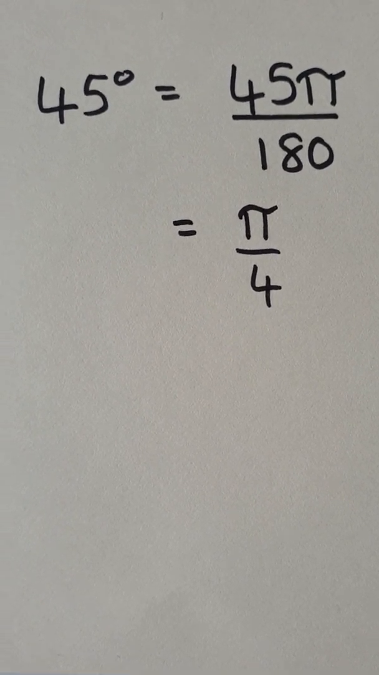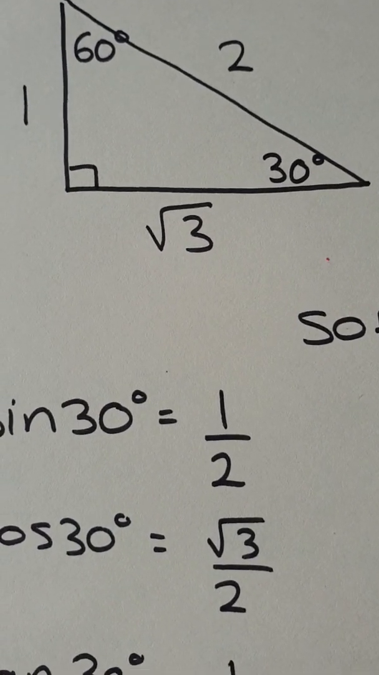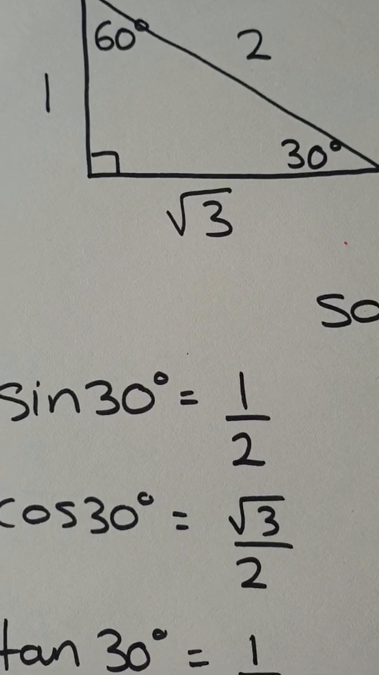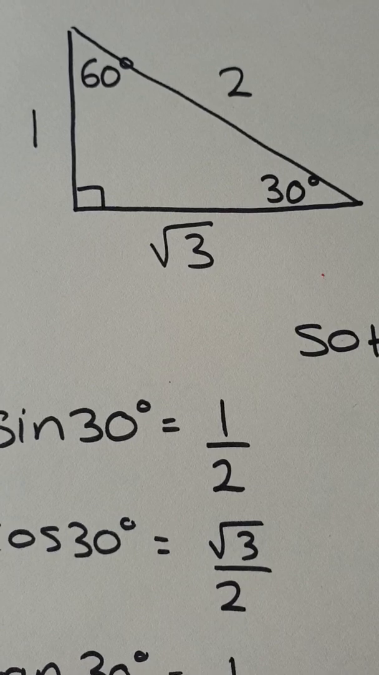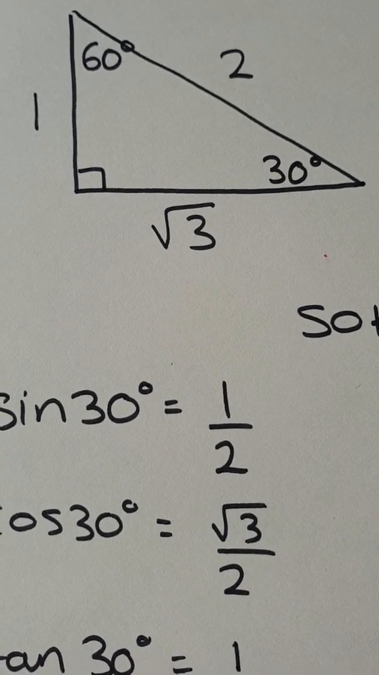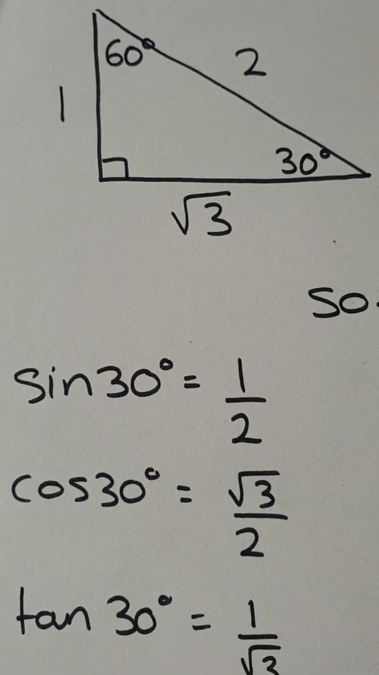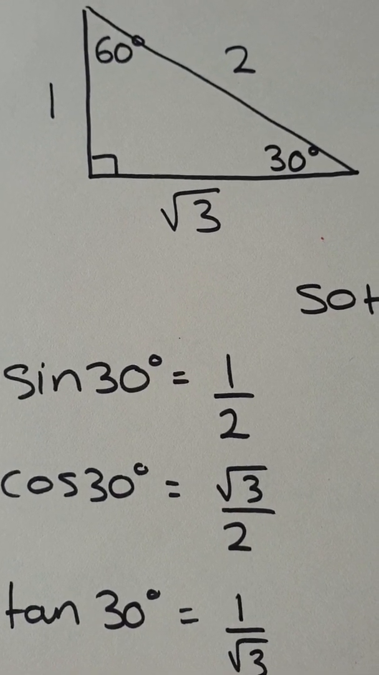You need to know your exact values. So we learn two triangles. Here's your first one. You can see there's a 60 and a 30 degrees in there with a 1, 2 and a root 3 round the triangle. So from SOHCAHTOA, you should know that sine 30 would be opposite over hypotenuse, which would be 1 over 2, which is a half. Cos 30 would be adjacent over hypotenuse, so root 3 over 2. And tan 30 would be opposite over adjacent, so 1 over root 3.